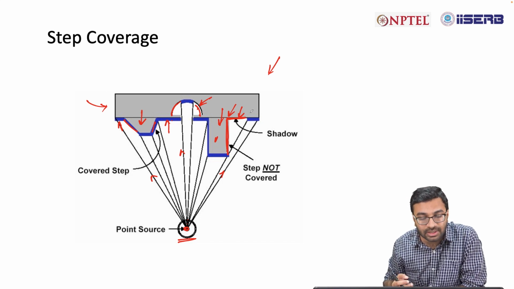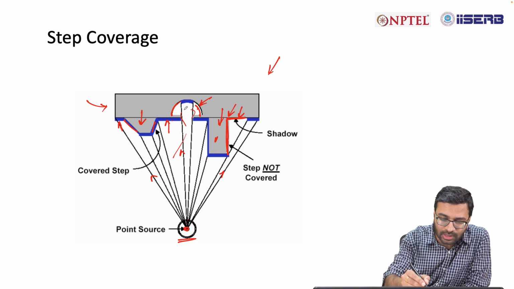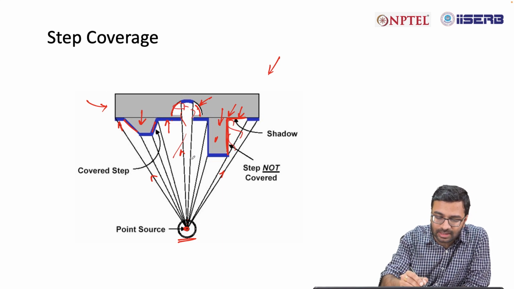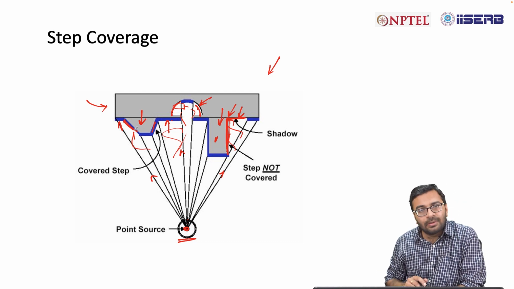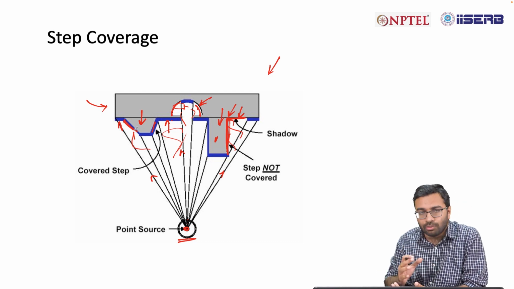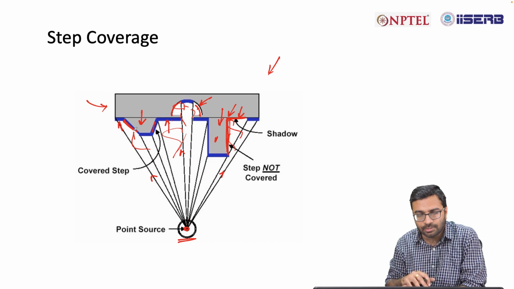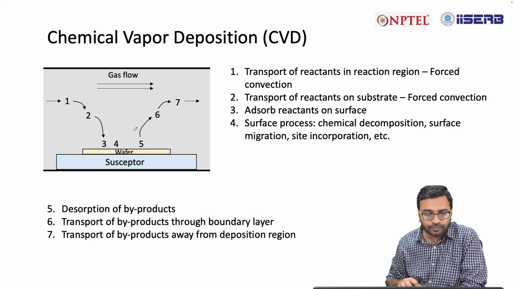However, in case of CVD, there will be gases around, so gases will go in every place, and hence you will find the depositions are conformal throughout, even if it is a pattern substrate. So this is one of the biggest advantages of CVD deposition.